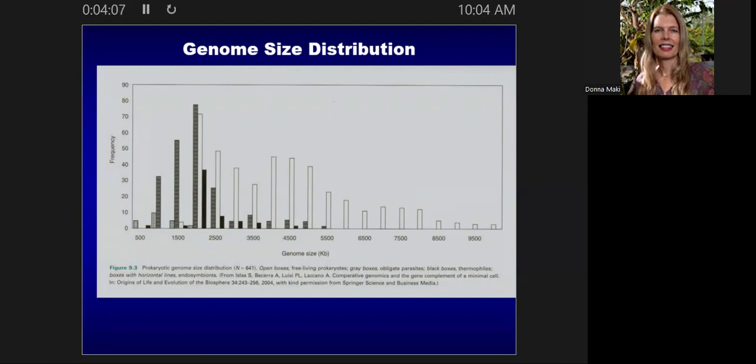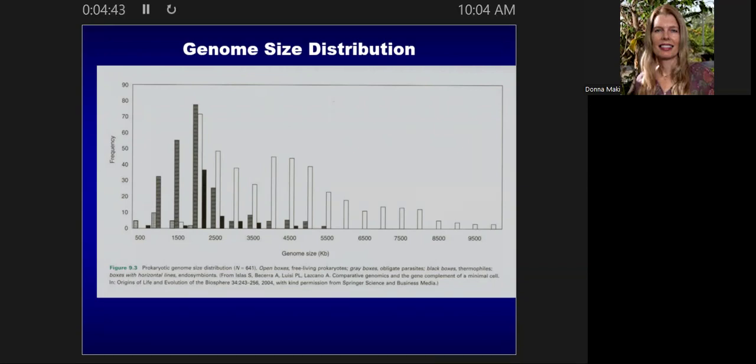So obligate parasites are down here. The black are thermophiles. So you can see that depending on their habitat, they may have a very tiny genome size, closer to 500, all the way up to 5,500. Obligate parasites, that means they can't exist without their partner. And you can see they tend to cluster toward the smaller genome size because they give up some of their activities and let their host do it for them. So they can purge some of their genome.